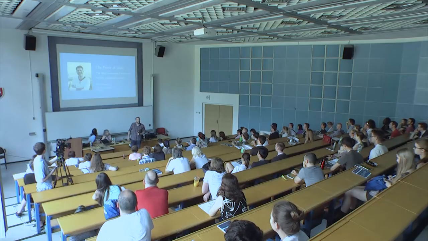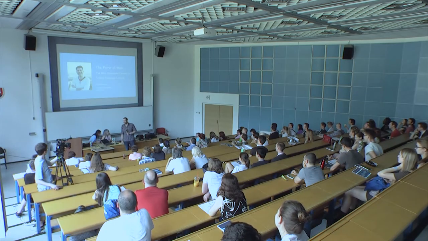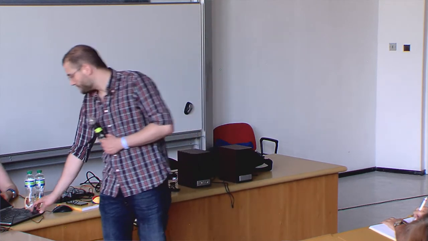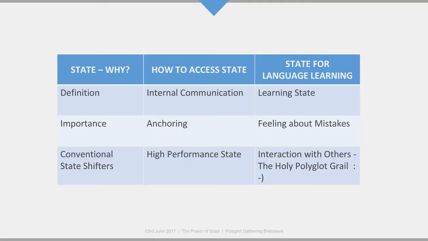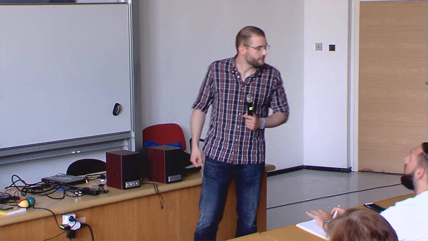I personally am an engineer. You can see this in the pattern of my shirt. I like patterns a lot, I like structure a lot. So I put a matrix into my presentation: a 3x3 matrix, about three parts. First, state: why do we need that? What is it? The definition, the importance, conventional state shifters, which we all know from our daily lives.